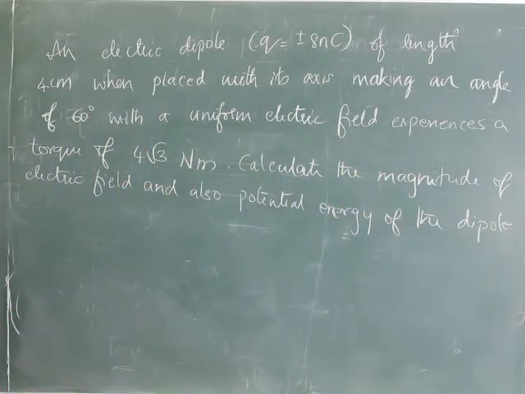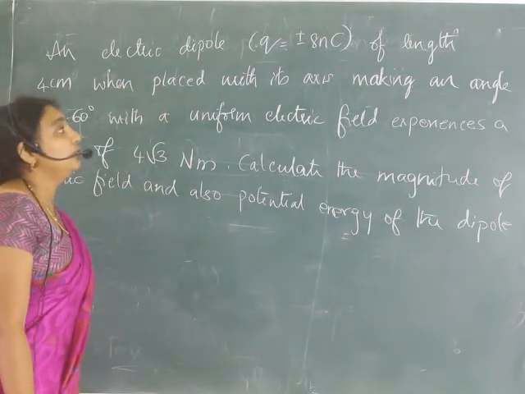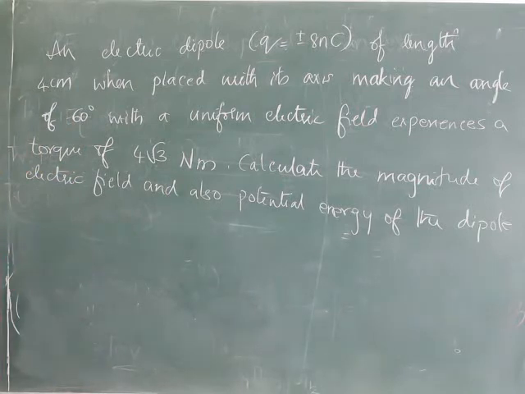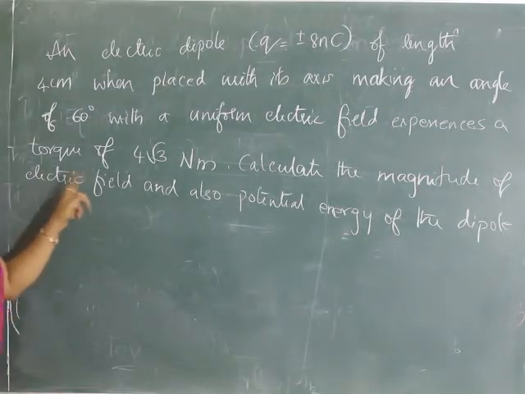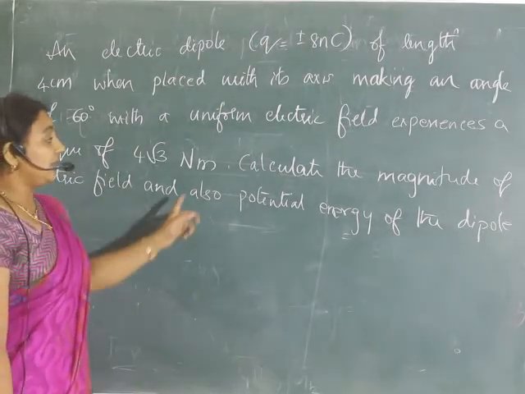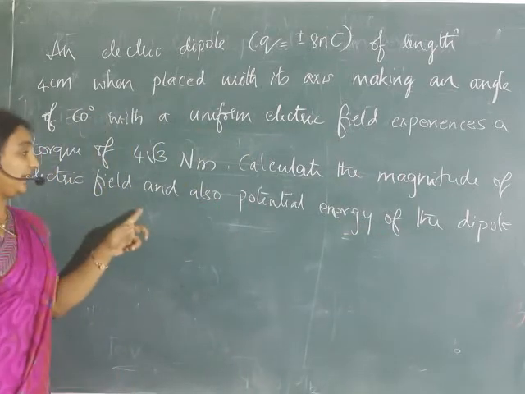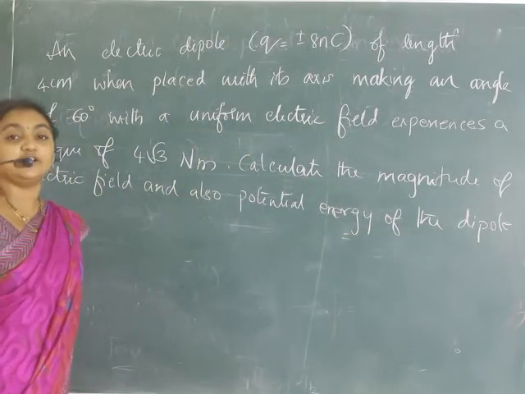What you have to do? An electric dipole charge Q is equal to plus 8 nanocoulomb of length 4 centimeter when placed with its axis making an angle of 60 degree with a uniform electric field experiences a torque 4√3 Newton meter. You have to calculate the magnitude of the electric field and also the potential energy of the dipole.